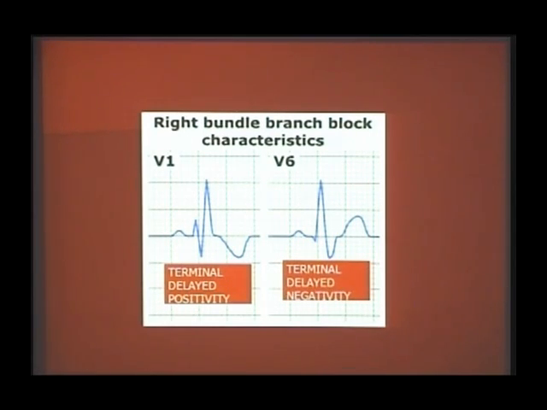This will result in terminal delayed slurred negativity in the left leads, because this terminal slurred vector is going towards the right side, away from my left side. So this will have slurred negativity, and here you have that slurred positivity. So this is a classical right bundle branch block. 5% of normal people can have right bundle branch block. So whenever they say right bundle branch block, don't say W or M. It is terminal delayed slurred positivity over right-sided leads and negativity over the left-sided leads.